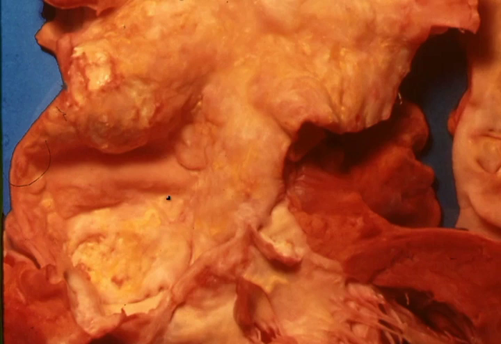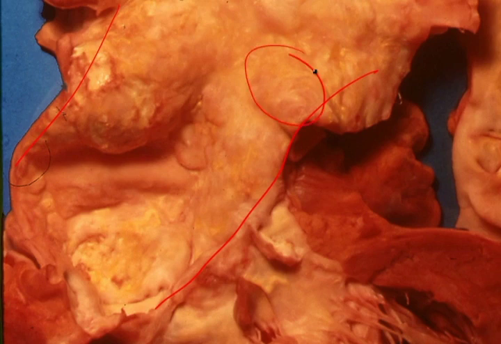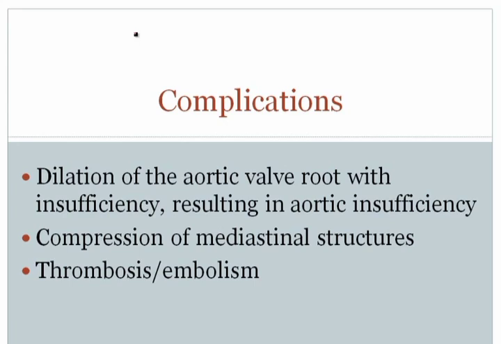And so this is a picture of tree bark appearance. What I'm trying to highlight is the surface of the aorta here, and you can see that there's fibrosis, which is then subsequently giving it a tree bark-like appearance. So what are the complications of a thoracic aneurysm?